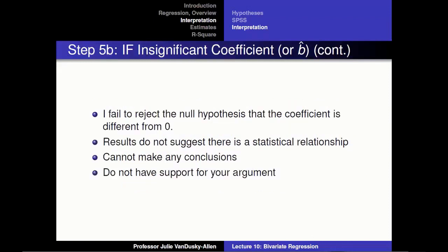Now on to step 5b. Imagine the coefficient is insignificant because the coefficient had the wrong sign or the sig value is greater than 0.10. Then you say that I fail to reject the null hypothesis that the coefficient is different from 0. The results do not suggest that there is a statistical relationship between your independent and dependent variables. You cannot make any conclusions and you do not have support for your argument.